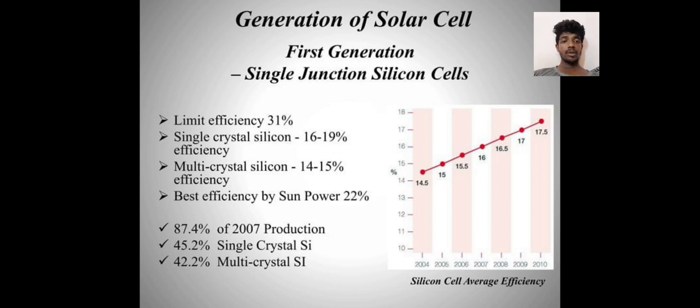87.4% of 2007 production. 45.2% is single crystal Si, 42% is multicrystalline silicon average efficiency.